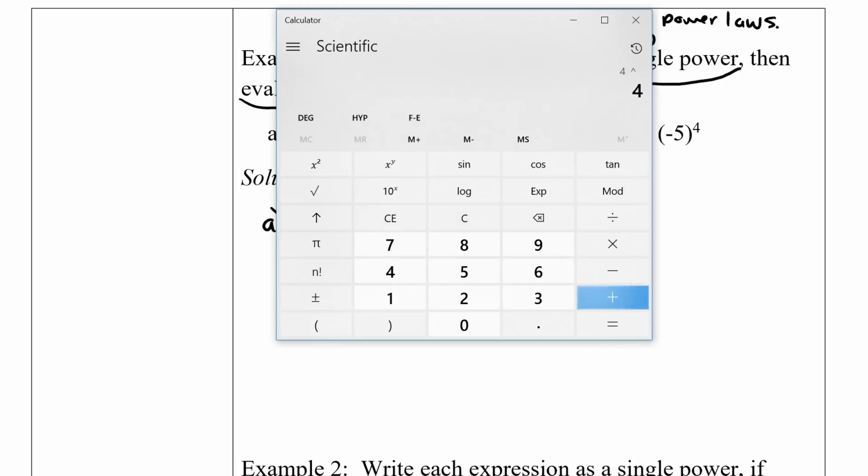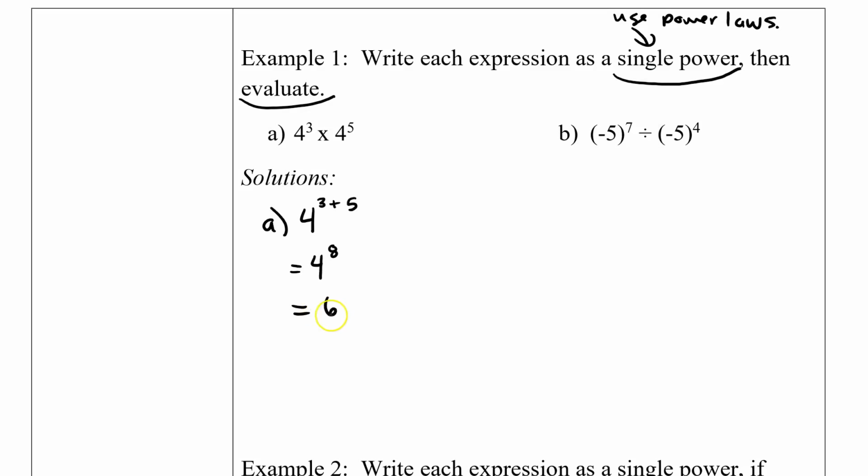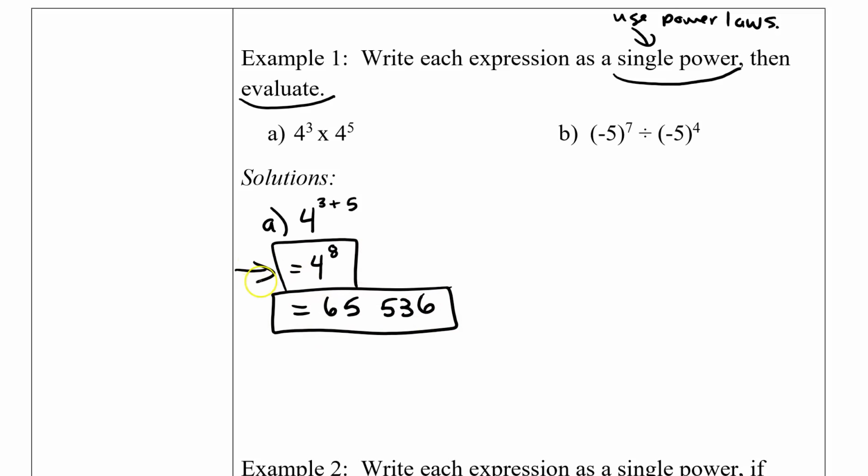4 to the power of 8 is 65536. So remember, we have both of them. We have the first answer, which is the single power, and then we have this answer right here, which is evaluated. All right, so let's look at the next one. We have -5 to the power of 7 over -5 to the power of 4. We're using division here, so that means we're going to subtract the exponents because the bases are the same.